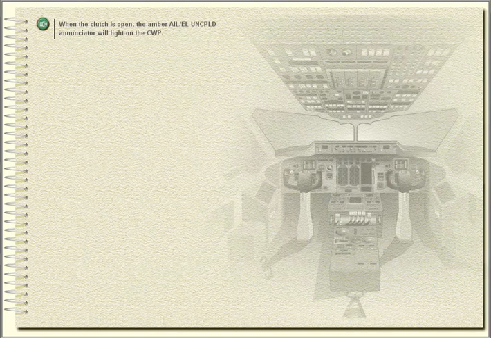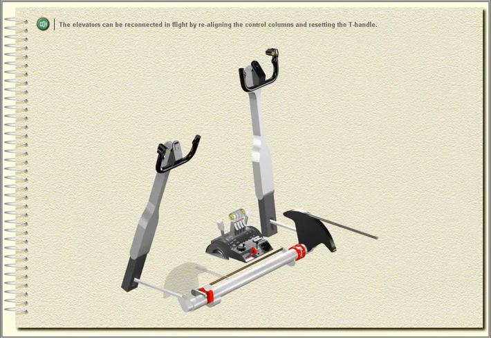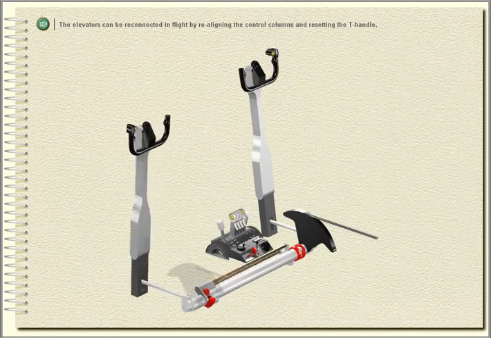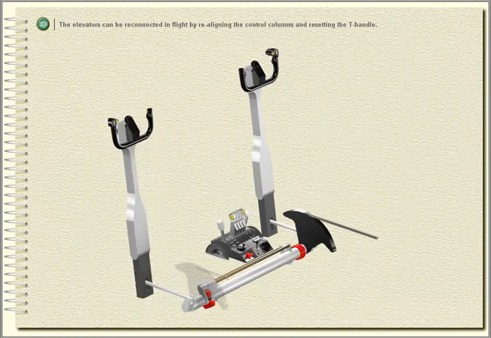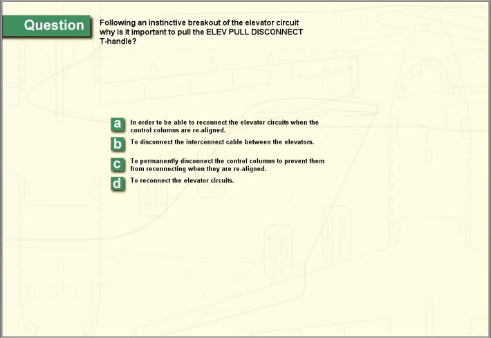When the clutch is open, the amber aileron elevator uncoupled annunciator will light on the central warning panel. The elevators can be reconnected in flight by realigning the control columns and resetting the T-handle. Following an instinctive breakout of the elevator circuit, why is it important to pull the elevator pull-disconnect T-handle?